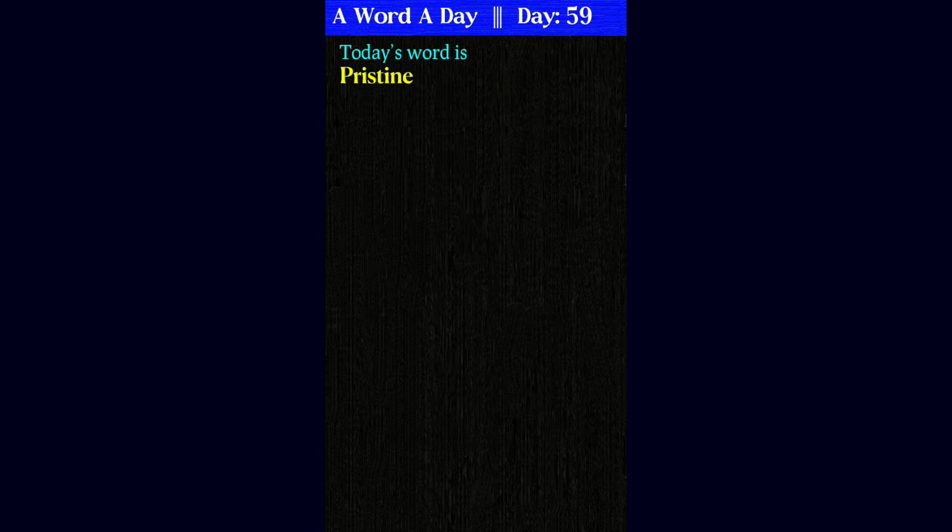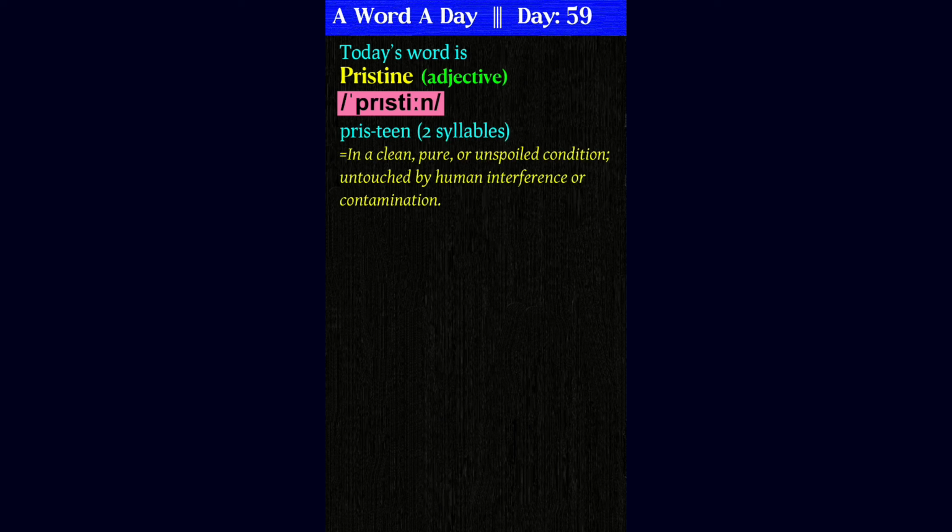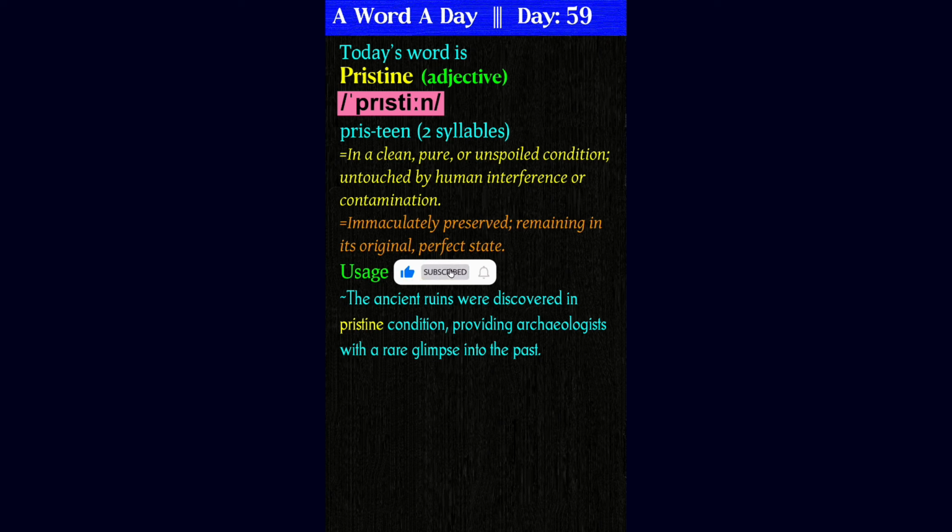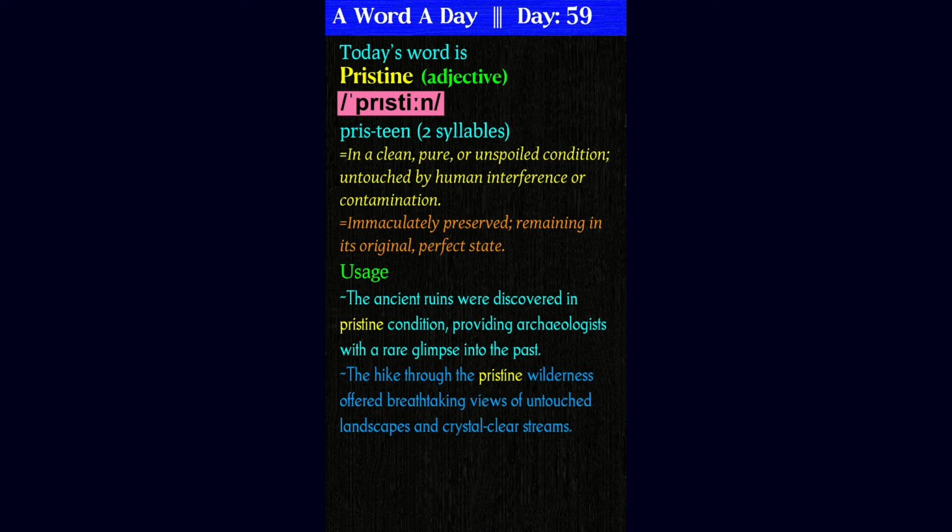Day 59. Today's word is pristine. Pristine. 2 syllables. Pristine is an adjective. Pristine means in a clean, pure, or unspoiled condition, or untouched by human interference or contamination, or immaculately preserved, or remaining in its original perfect state. Usage. The ancient ruins were discovered in pristine condition, providing archaeologists with a rare glimpse into the past. The hike through the pristine wilderness offered breathtaking views of untouched landscapes and crystal-clear streams.